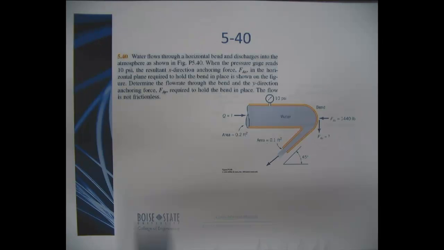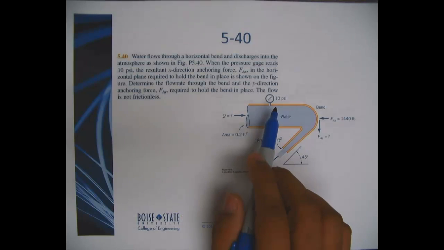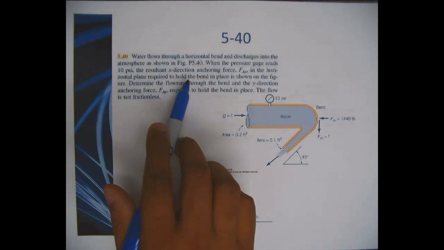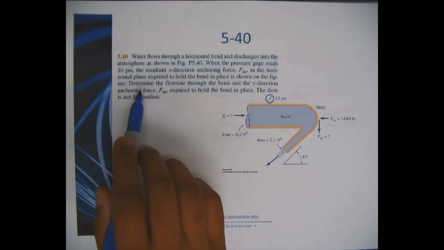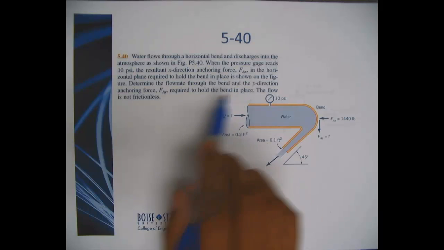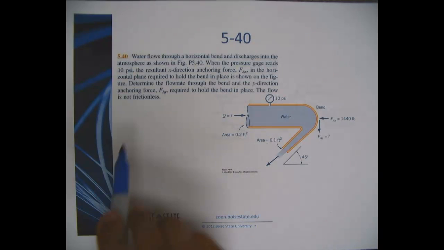Okay, let's look at another problem. We started doing this problem in class, but still it's a good problem, so let's look at it again. Water flows through a horizontal bend and discharges into the atmosphere as shown in this figure. When the pressure gauge reads 10 psi, the resultant x direction anchoring force Fax in the horizontal plane required to hold the bend in place is shown in the figure, which is this guy.